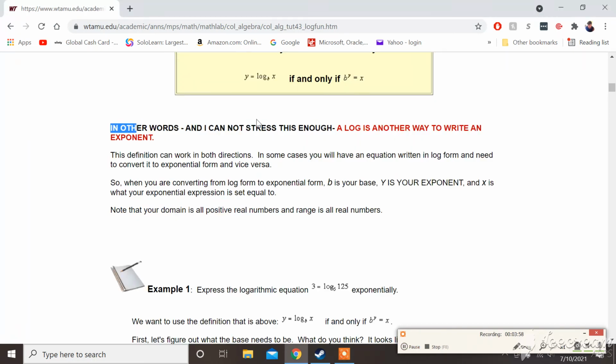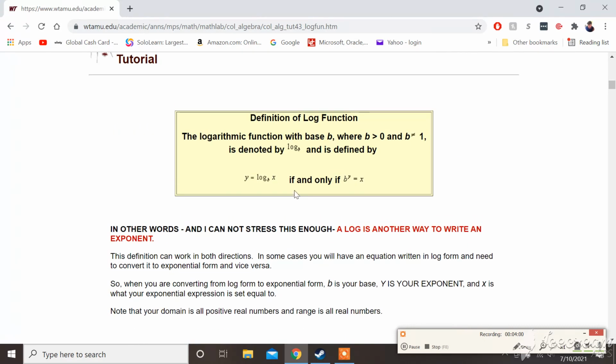In other words, and I cannot stress this enough, a log is another way to write an exponent. The definition can work in both directions. In some cases, you will have an equation written in log form and need to convert it to exponential form, and vice versa. When you are converting from log form to exponential form, b is your base, y is your exponent, and x is what your exponential expression is set to. Note that your domain is all positive real numbers, and range is all real numbers.